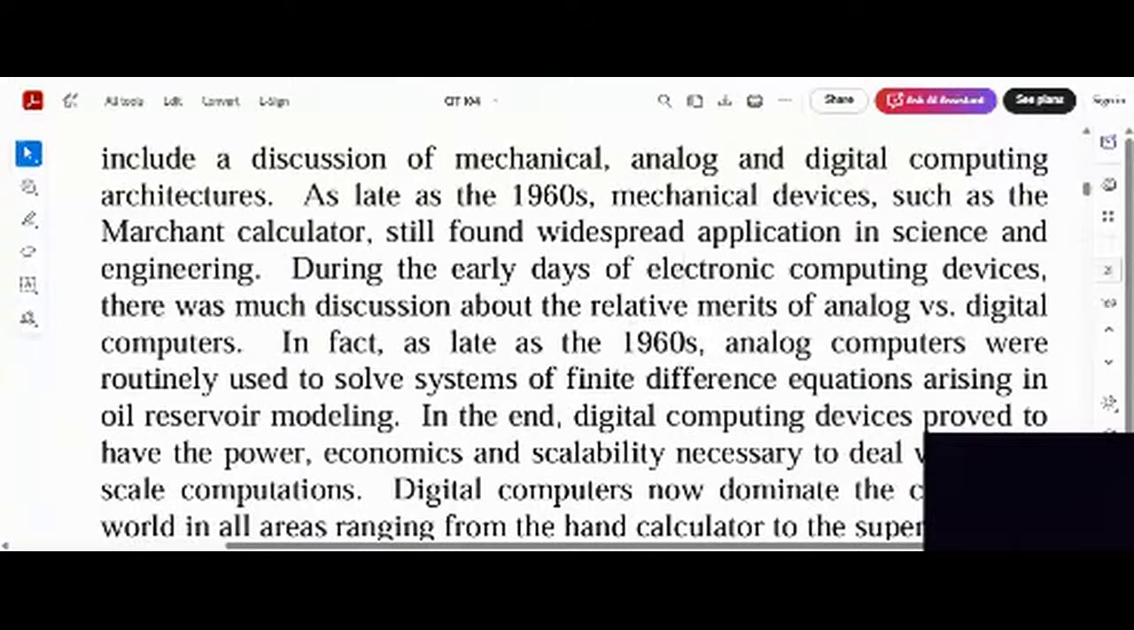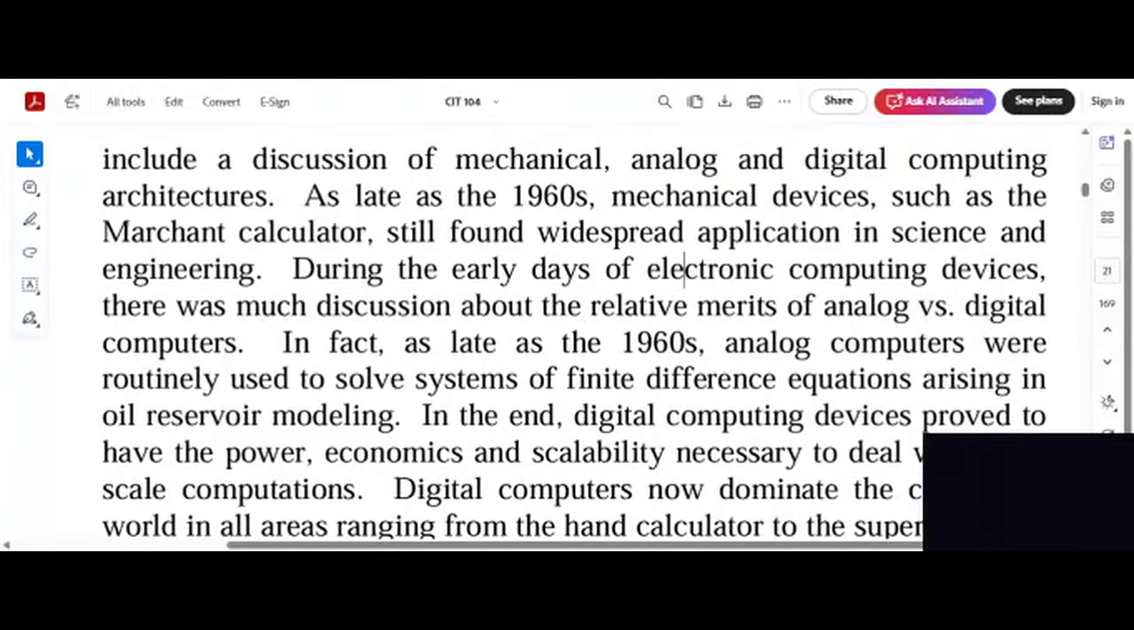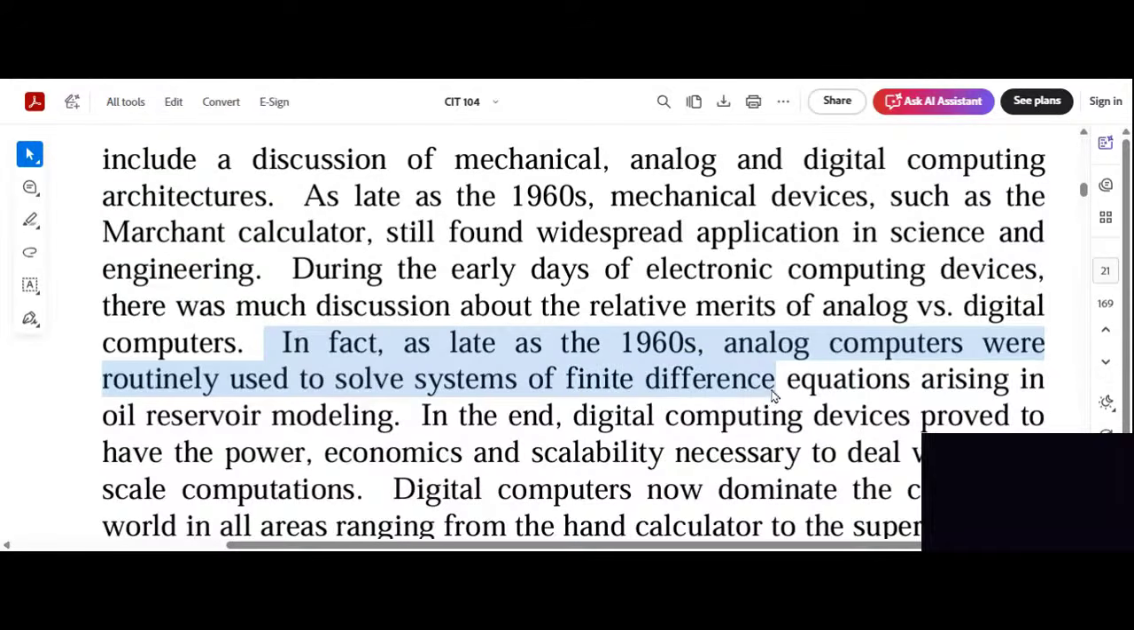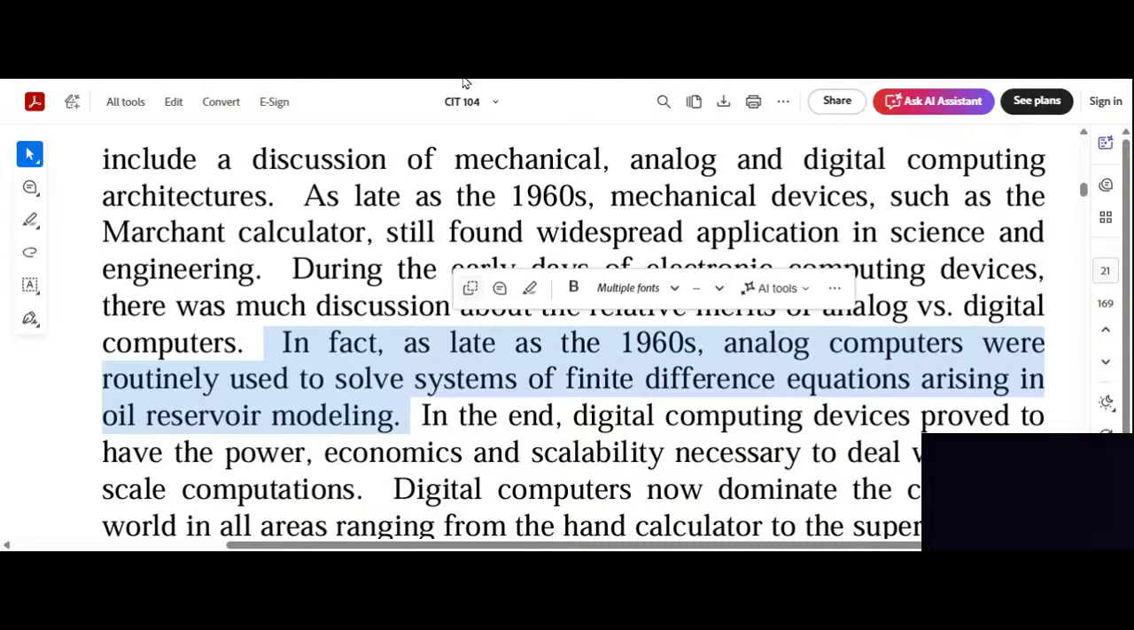Now, during the early days of electronic computing devices, there was much discussion about the relative merits of analog versus digital computers. In fact, as late as the 1960s, analog computers were routinely used to solve finite difference equations arising from oil reservoir modeling. That was their main focus then when they developed the analog computers.